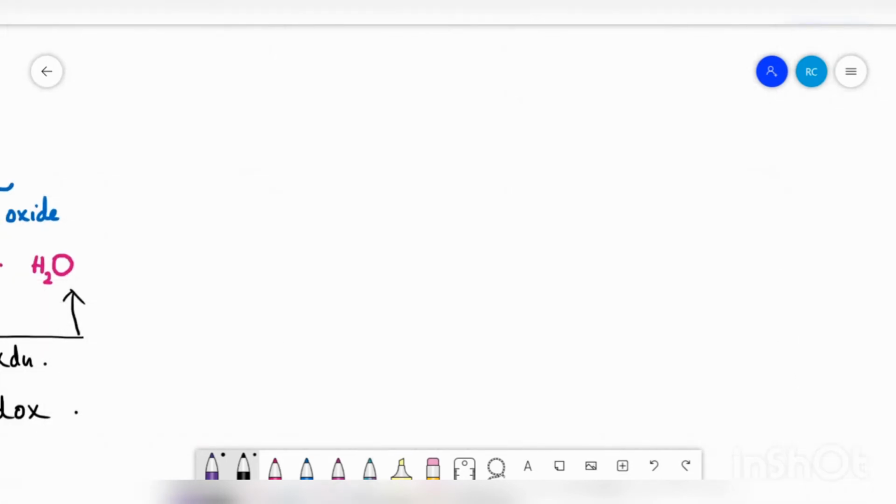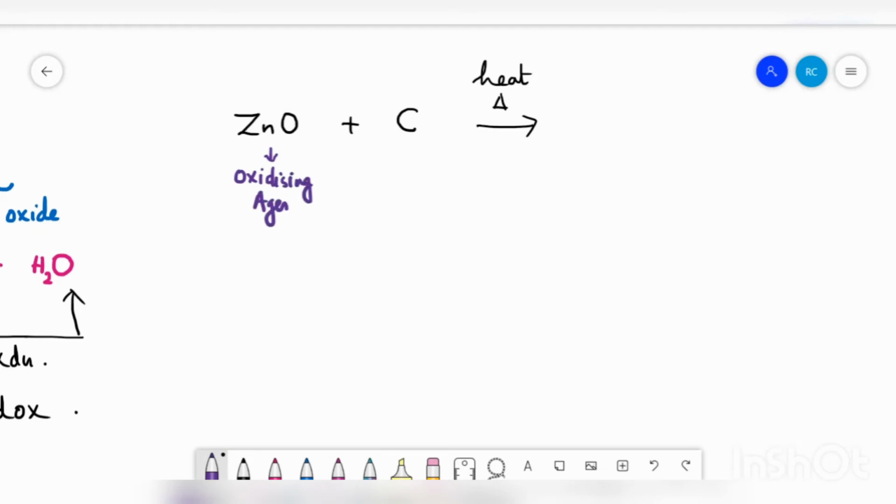Here I am going to take zinc oxide, ZnO, and it is reacting with the carbon, and this reaction is carried out in presence of heat. Now, can you tell me which is the oxidizing agent over here? Zinc oxide is the oxidizing agent. Why is zinc oxide the oxidizing agent? Because it contains oxygen. So what is the reducing agent here? Reducing agent is the carbon.